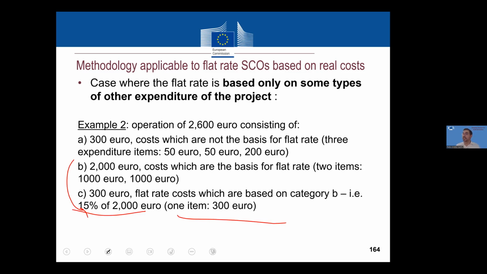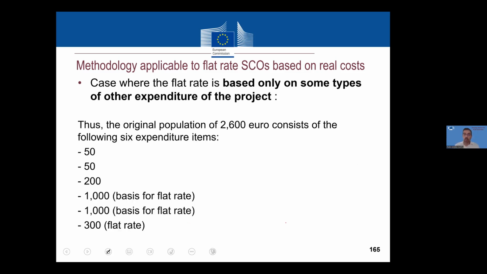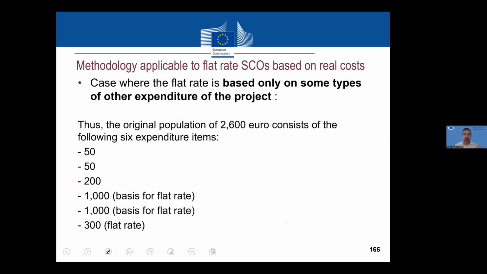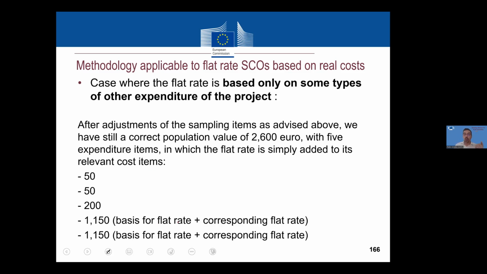So in total, 2,600. Nevertheless, for the sake of selecting the sample, probably the most simple way to do it is to list all the items. We have 6 items. These 3 ones that do not depend on the flat rate, these 2 ones that are the base for flat rate, and this one that is the flat rate. But for the sake of selecting a sample, for the sake of constituting a population to select a sample, it's more practical to still just use the list of the real cost items.